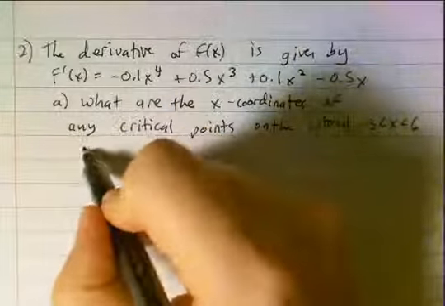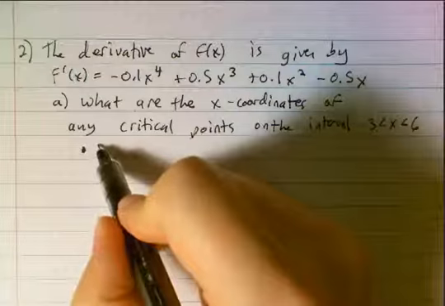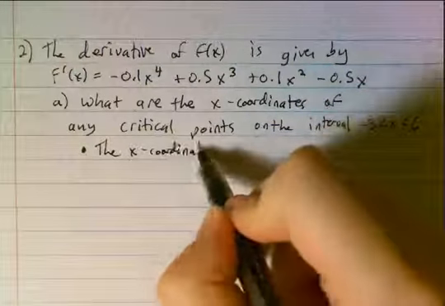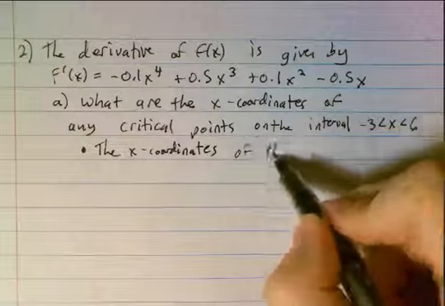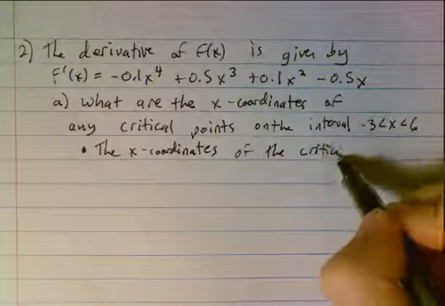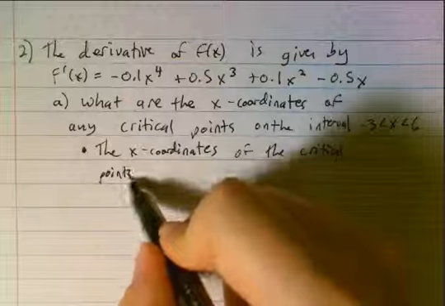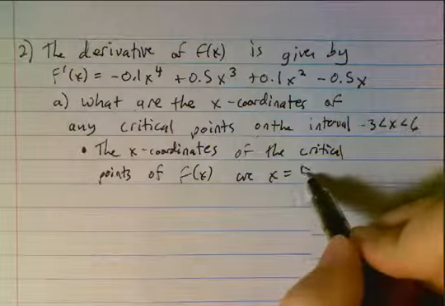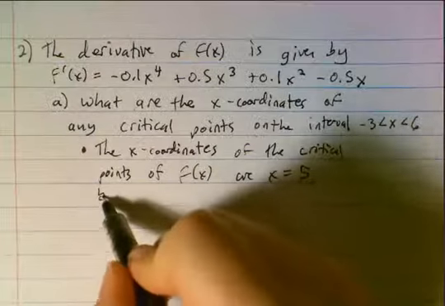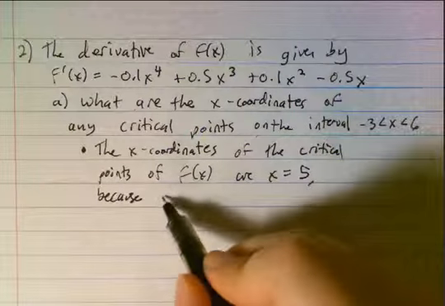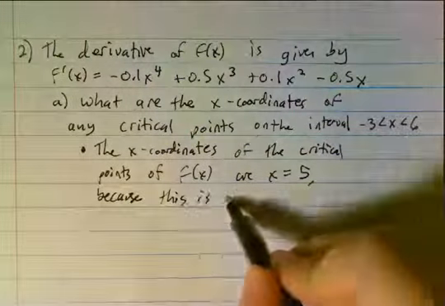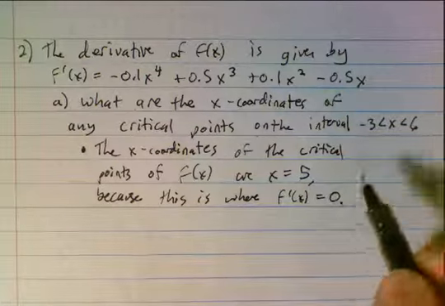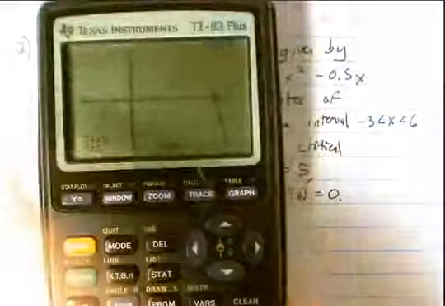So we're going to say the x coordinates of the critical points of f of x are x equals 5. And then we're going to have some more, because this is where f prime of x equals 0. So let's find the rest.